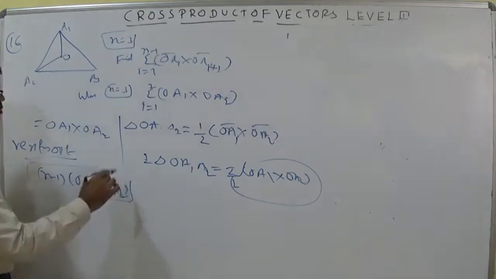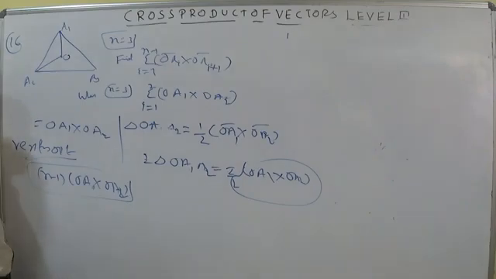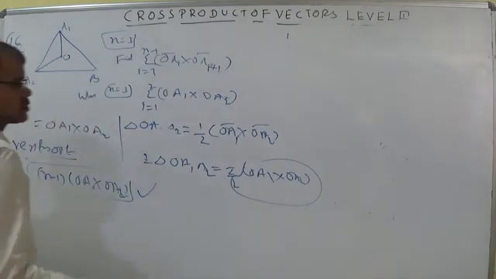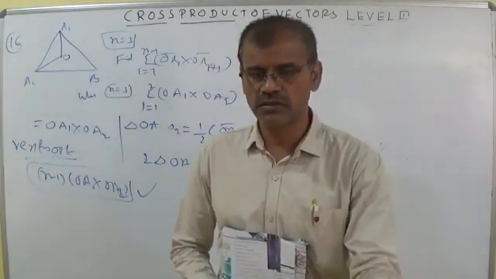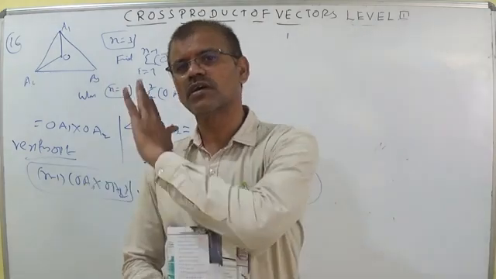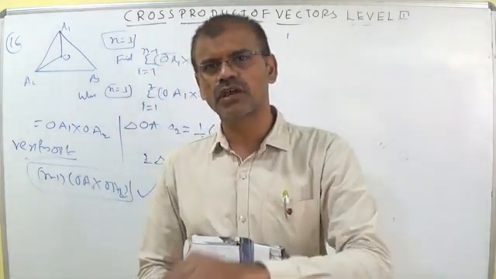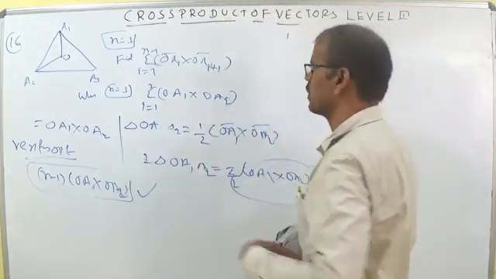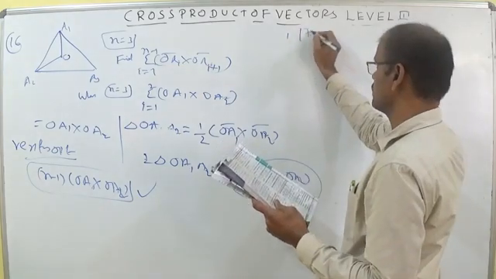Students, OA1 cross OA2 into n minus 1, whenever it is given, you should understand that he is discussing area, that's all. You can take all the values also: OA1 cross OA2 plus OA2 cross OA3 plus OA3 cross OA1, and so on. Then the 1 by 2 in the area gets cancelled. The value will be 2 into simply the n minus 1 value. So the 16th one is completed. 17th one.